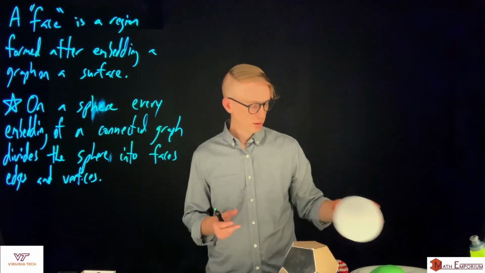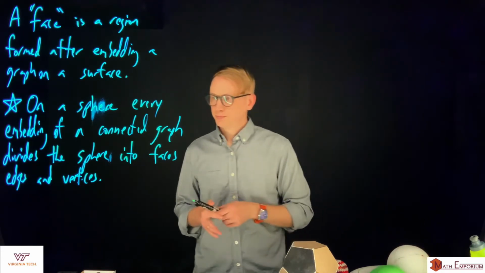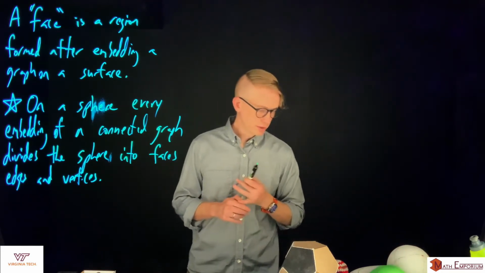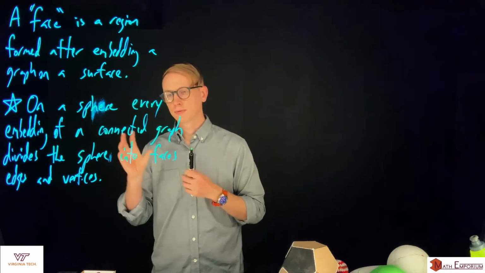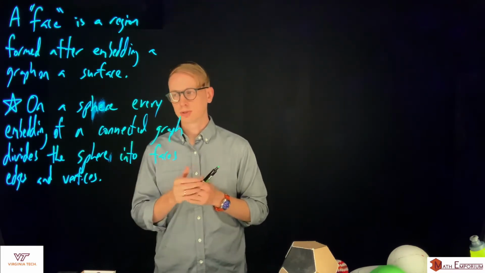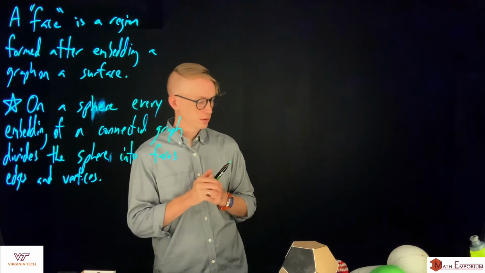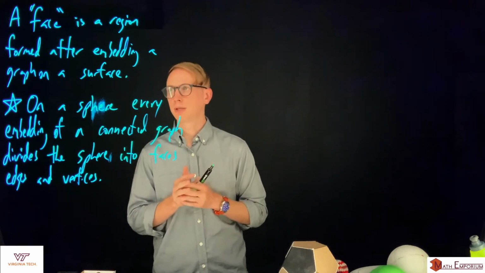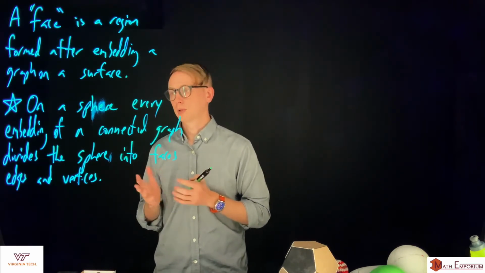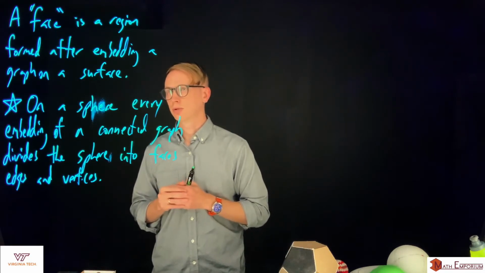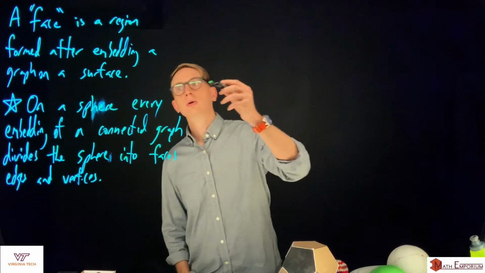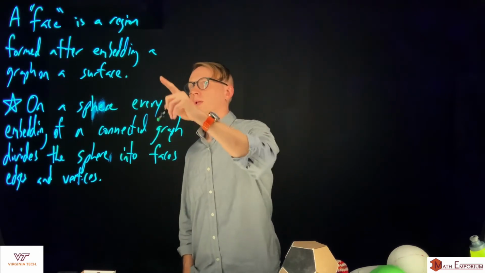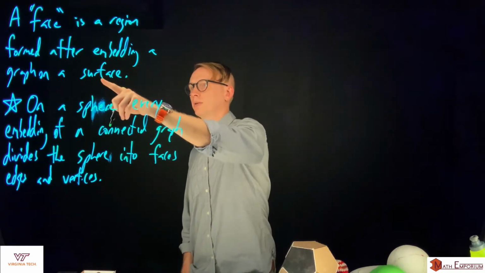Okay. All right. On other surfaces, you don't get this notion of a face quite as for free. It does come for free on a sphere as long as the graph is connected, but on a torus or other surfaces that are complicated, things could go awry. So, what do you need? Okay. So it's a region formed after embedding a graph on a surface.